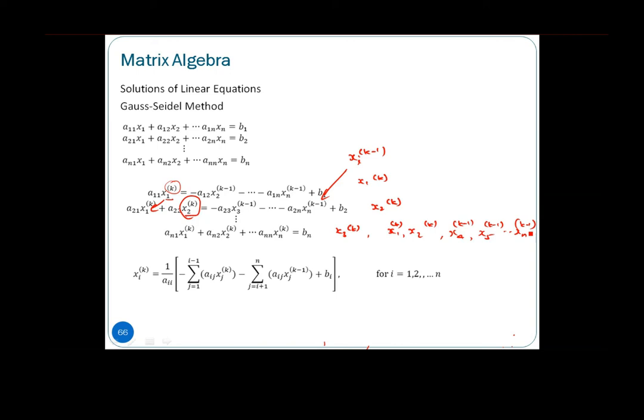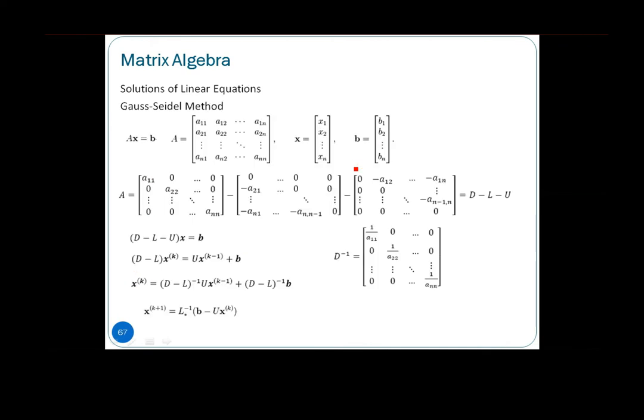So for example, if you want to find your xk of any number, 1, 2, 3, 4, 5, x1 until xn, then whichever values have been computed in that particular iteration, it will use. The rest it will follow what the Jacobi method uses, which is the old or initial values from the very beginning of the previous iteration. So that is what it means.